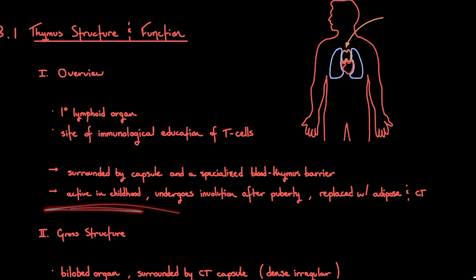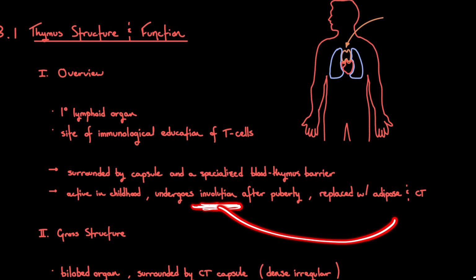Very active in childhood, but it undergoes involution after puberty. Involution is a fancy word for replaced with fat and connective tissue. I used to think of it as the opposite of evolve. It kind of just gets replaced with nothingness. You still have a little bit of thymic cells there, but it does diminish greatly after puberty. So there are some implications there. Maybe your thymic education is not so good in adulthood, and that's the case.